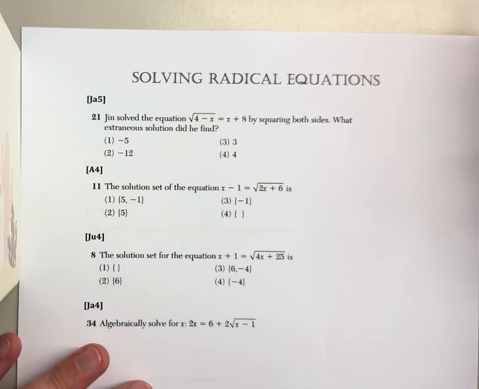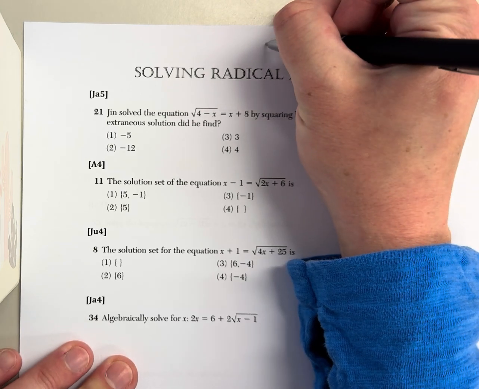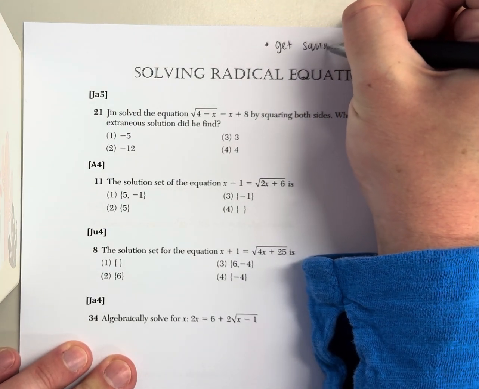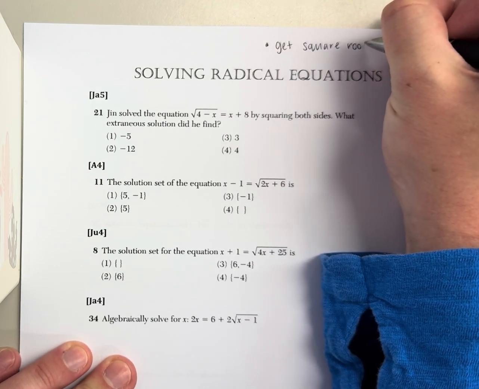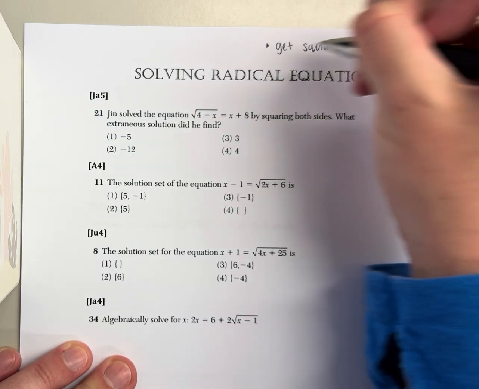All right, this video goes over solving radical equations. So you would need to get the square root by itself, and then you're going to square both sides.